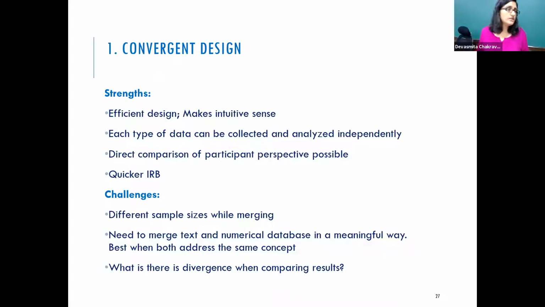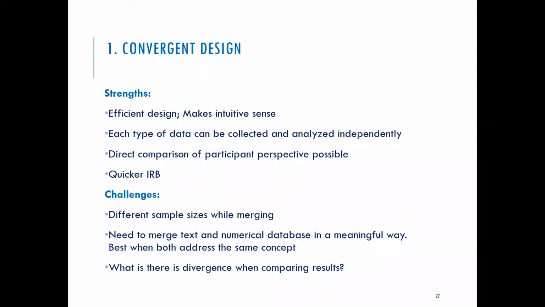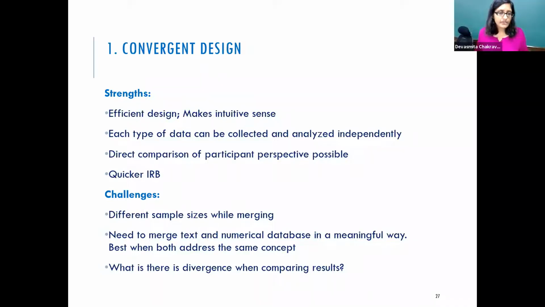That's the advantage. Now, the challenge is people drop out of studies all the time. So when you're merging the data, you might find that the sample sizes have changed. Then how do you make sense of it? That becomes a limitation. That's not a no-no. It just becomes a limitation. That's number one. Number two, you need to merge text, qualitative data, with numerical data in a meaningful way, something that makes sense. And that is not always intuitive. It may take a little bit of figuring out.